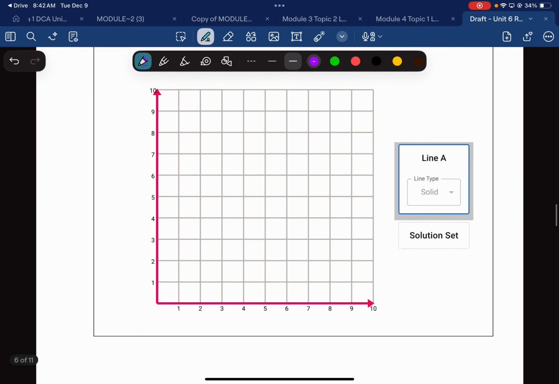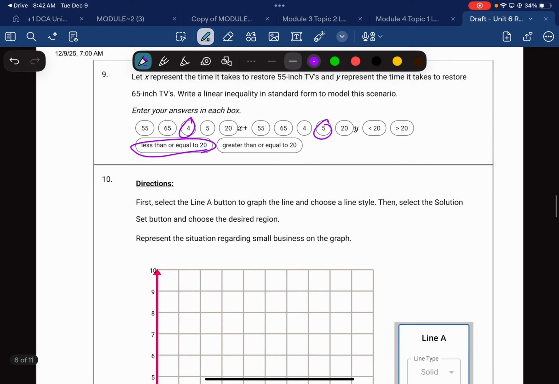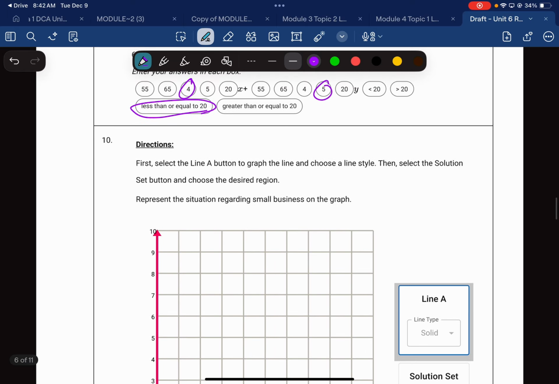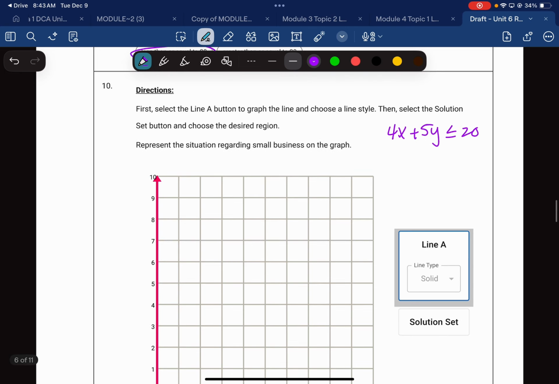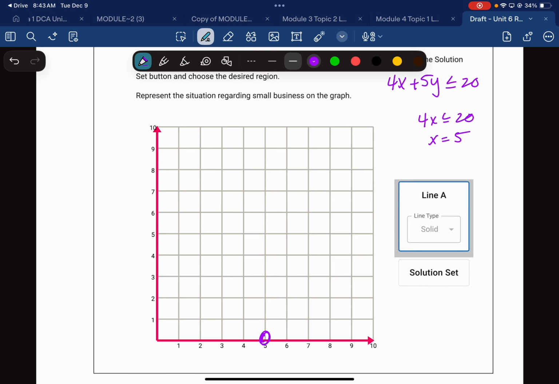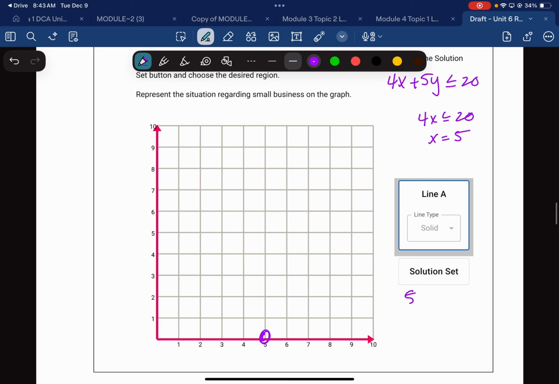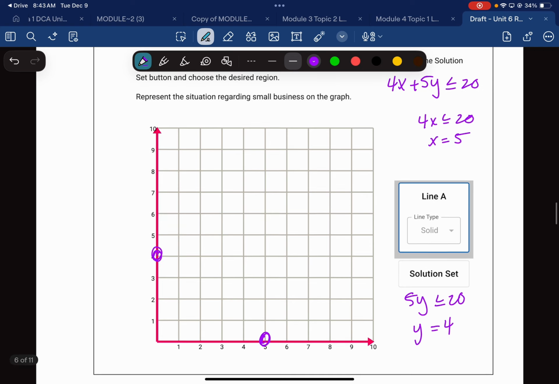All right, next, what we need to do is we need to graph this. And the easiest way to graph this, again, is we can change it to y equals mx plus b. So you got 4x plus 5y equal to 20. Or you can just use the x and y intercepts, which is what I'm going to use. If I was looking for my x-intercept, I would say 4x equals 20. So x is 5. So here's my intercept. And if I was looking for my y-intercept, I would say 5y equals 20. Divide both sides by 5. This is 4. Bam.